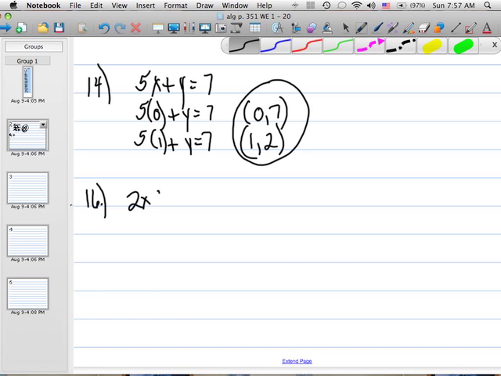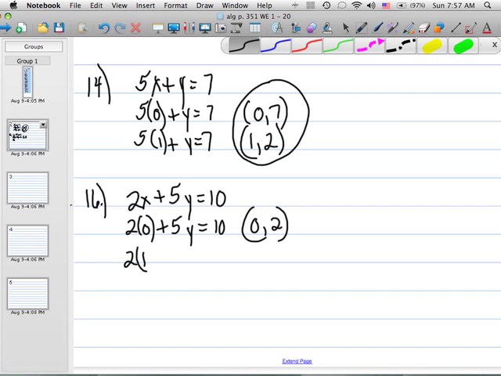16, I have 2x plus 5y equals 10. Okay, let's try the same thing again. If I put 0 in for x, is there anything I can multiply 5 by to get 10? And the answer is yes, 2. So 0, 2 works.